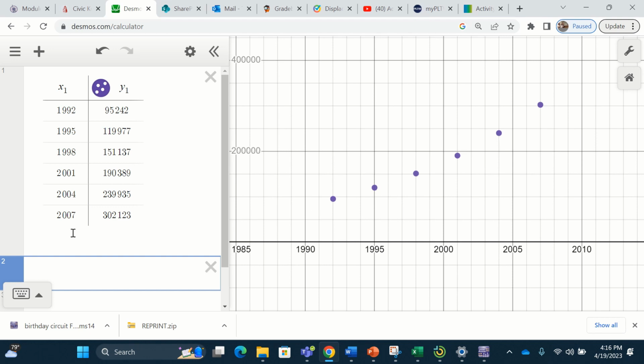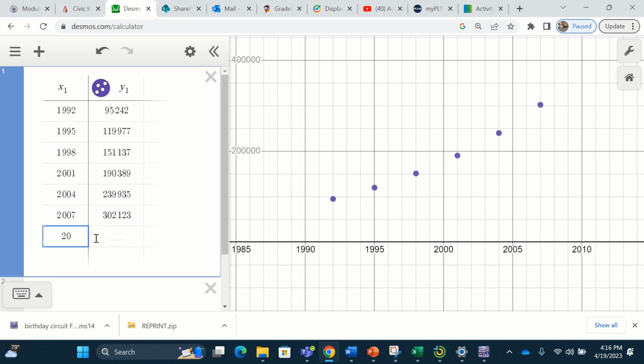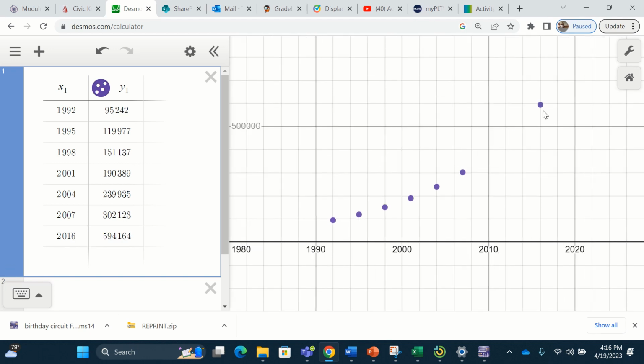And when we go to look at other potential points, you can kind of remember what the issue was. The issue was, in 2016, what might the population be? So maybe you plug in the first answer choice. So 2016, we have 594,164. And what you'll notice is that that looks like a reasonable point.